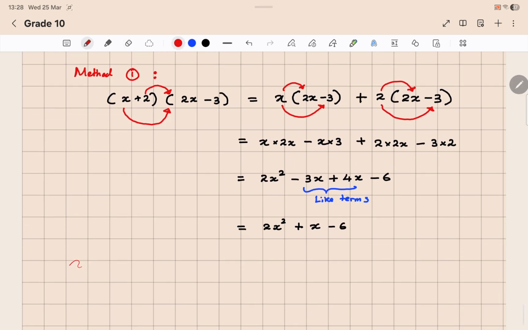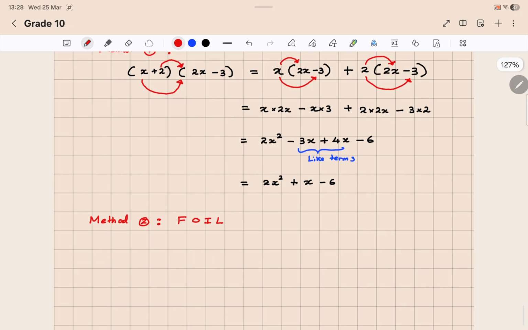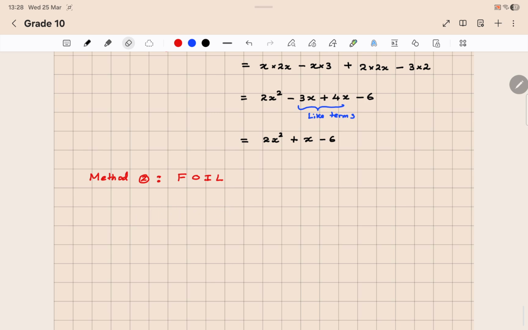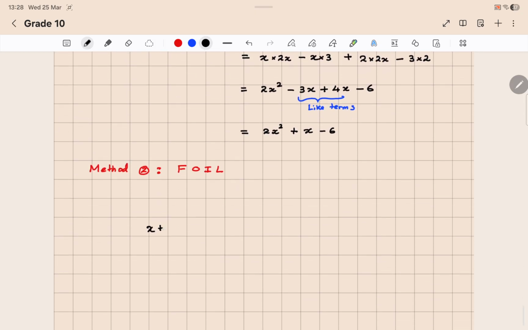Then the second method only works for binomial type. Okay, this second method only works for binomial products, so it's called FOIL method. FOIL, right? Right, it works for only binomial types. Okay, don't try this method for any other things, right? Let me get some space. X plus 2, 2x minus 3, right? So this is how FOIL method works.